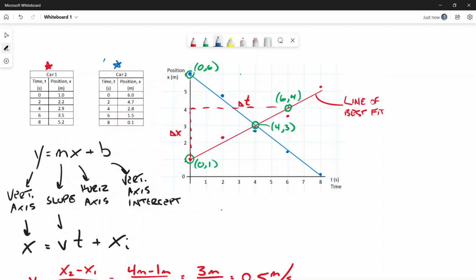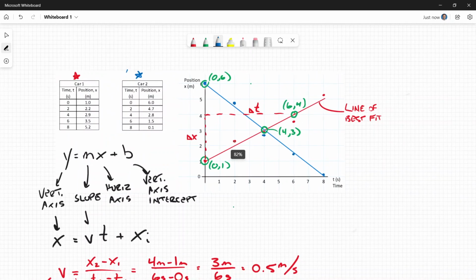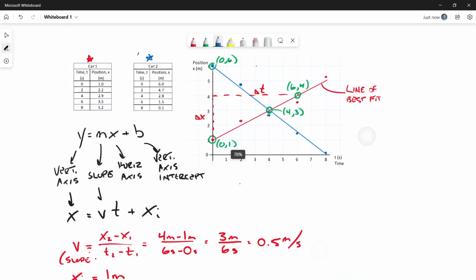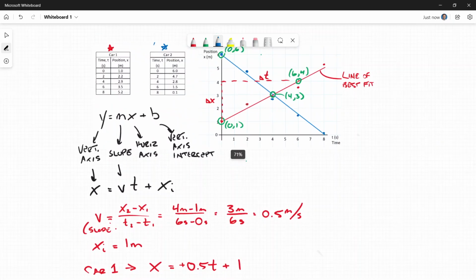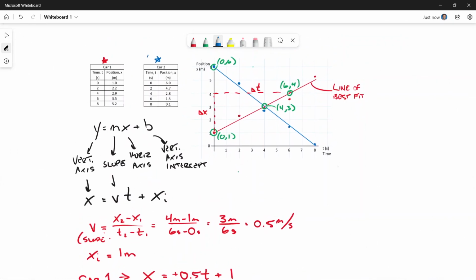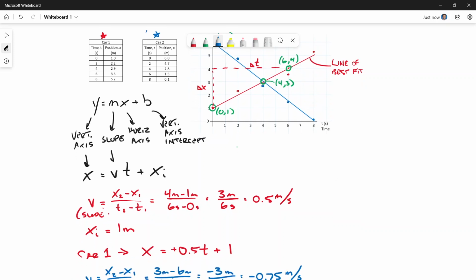Sure enough, these cars, if car 1 started at the 1 meter mark, moving at its speed, and car 2 started at the 6 meter mark, moving at its speed in the other direction, they would appear to collide 4 seconds later at a location of 3 meters. So here we can use graphing to find when 2 cars will be at the same position and time on our graph. And there's a way to do it mathematically. We'll revisit that with a system of equations. But just want to kind of touch on some of these items.